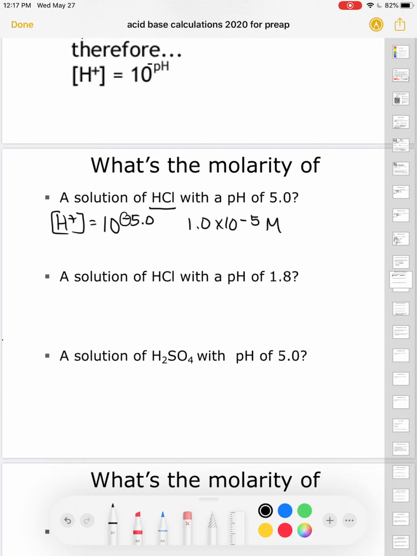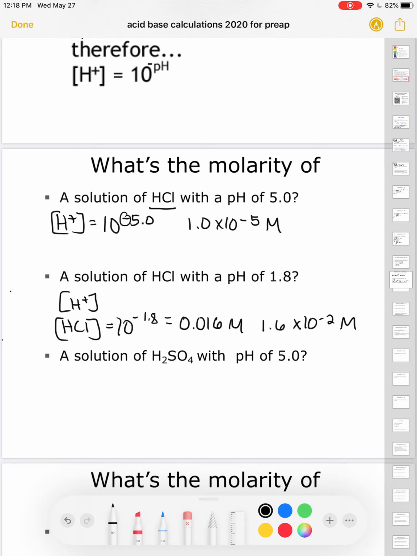Fabulous. Next question. Hydrochloric acid with a pH of 1.8. So my H plus concentration, which is the same as my HCl concentration, is 10 raised to the negative 1.8, which my calculator tells me is 0.016 molar. And if you're feeling very fancy, you could write this in scientific notation. You could write this as 1.6 times 10 to the negative 2 molar.